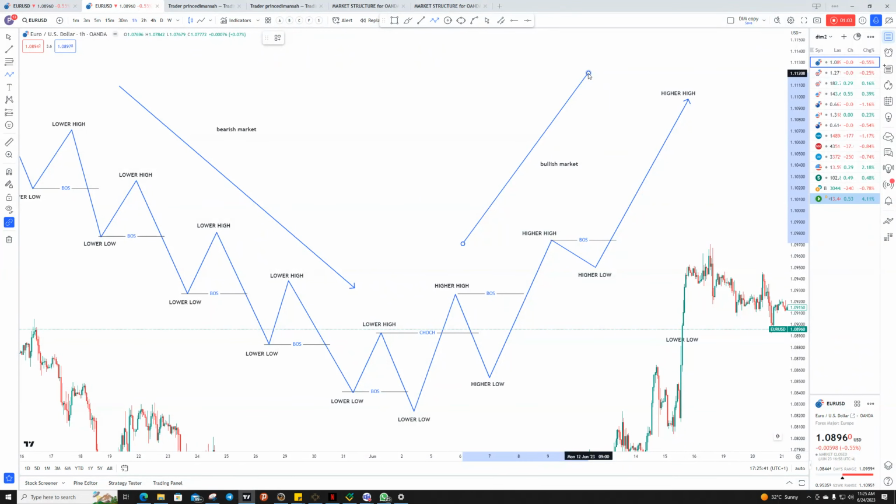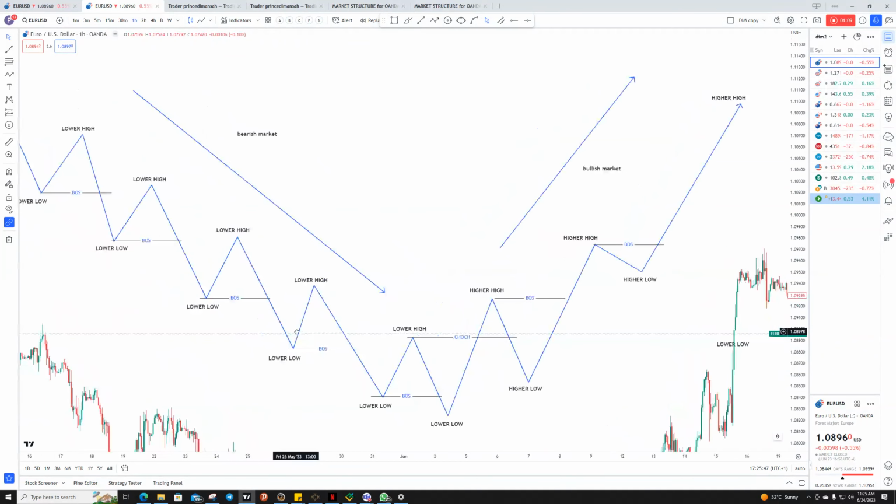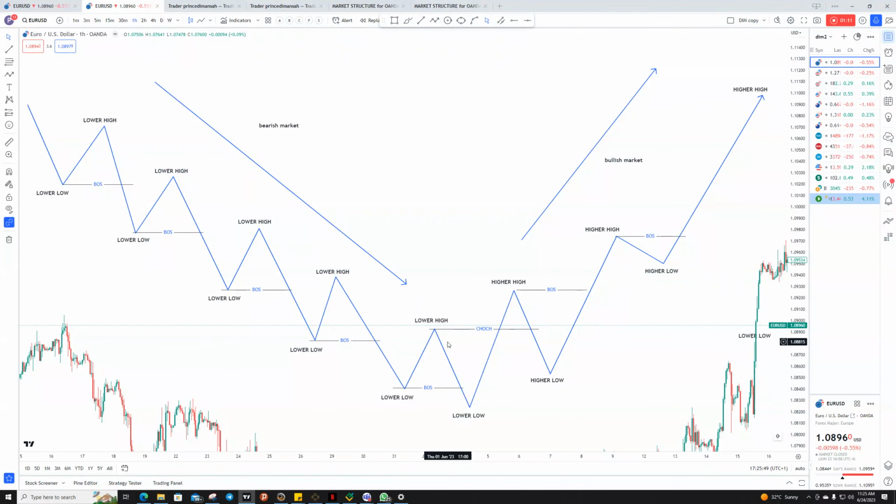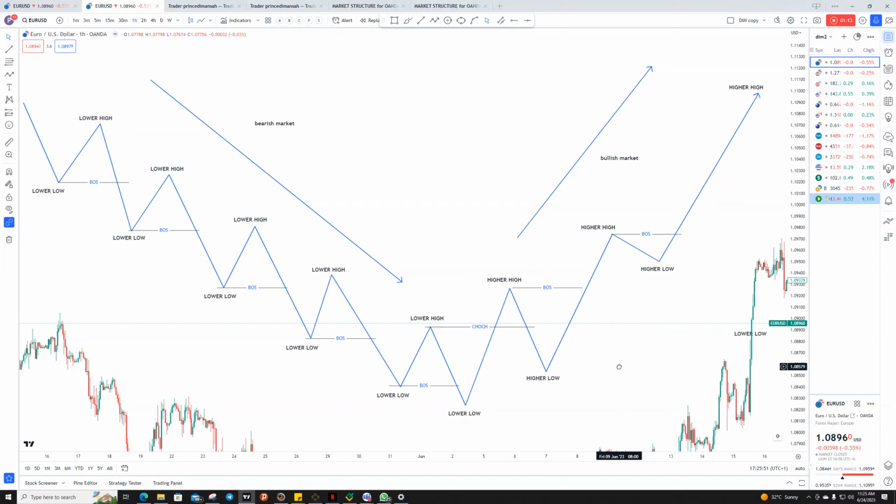This is a bullish market, and then this is what? A bearish market. So this is how it looks. So we have a bearish market, and then what? A bullish market. So before the trend change, we have a change of character here, and the market moves up.